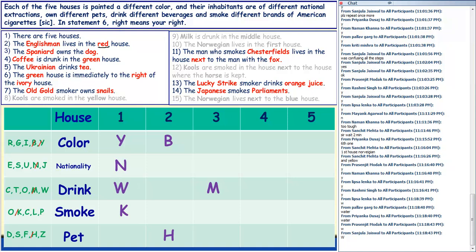I think every color has been paired except the ivory. I think. ठीक है. रेड कलर इंग्लिश मैन के साथ आ जाएगा. ग्रीन के साथ कॉफी आएगा. दैट इज अगेन इन पेयरिंग. ग्रीन हाउस इज इमीडिएटली टू द राइट ऑफ आइवरी हाउस. तो पेयरिंग नहीं है कि आइवरी के साथ कौन कौन सा आएगा. दैट इज वी आर नॉट श्योर है आइवरी के साथ कौन कौन आएगा.